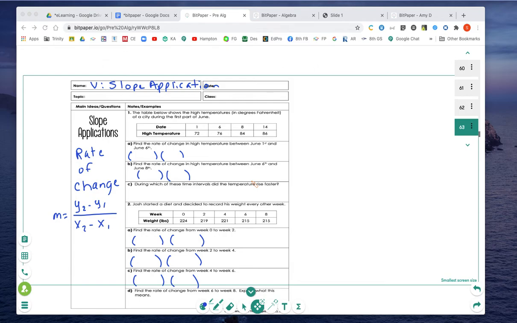And talk tonight about slope application. So when you are given a word problem that asks you to find the rate of change, that's just another phrase that says use your slope formula. So we're going to practice using our slope formula to find the rate of change.